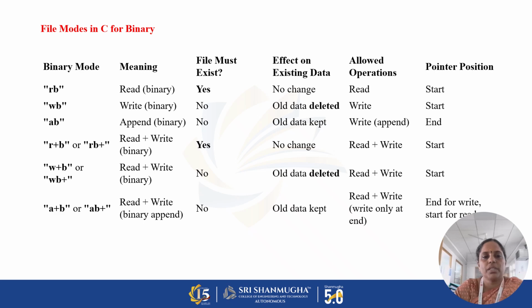Then file mode operations in binary. RB is read binary, WB is write binary, AB is append binary, and then read and write binary data, write and read binary data, and write and read binary data in append mode. Both text files and binary files are similar. For the reading mode, the file must already exist. If the file does not exist, it will create an error.